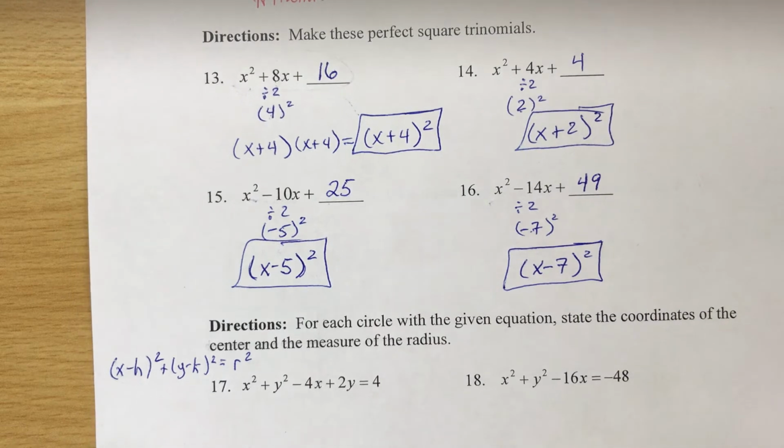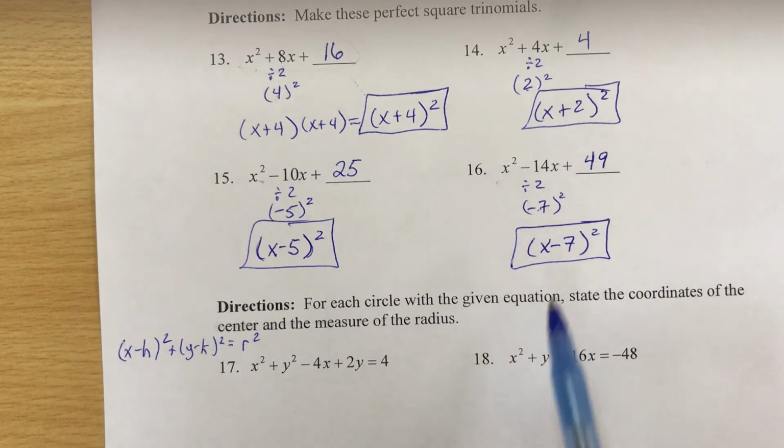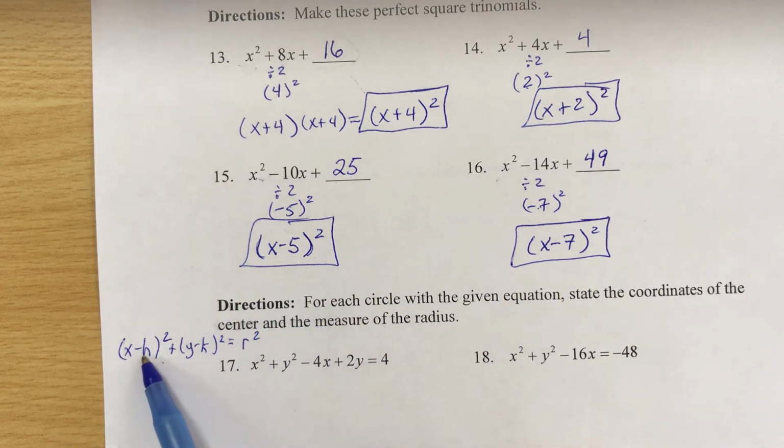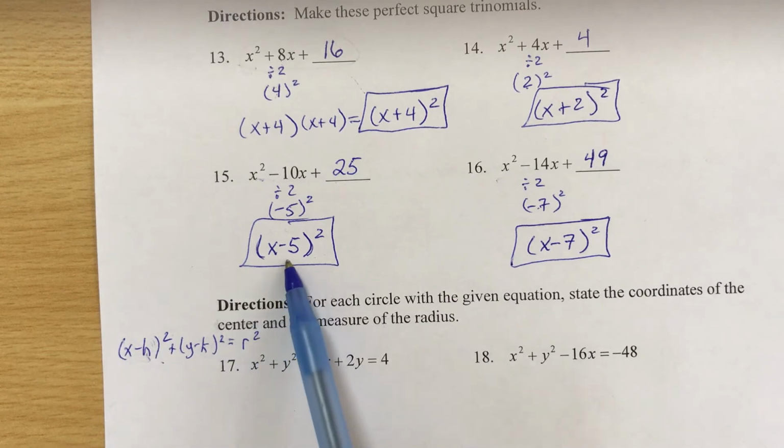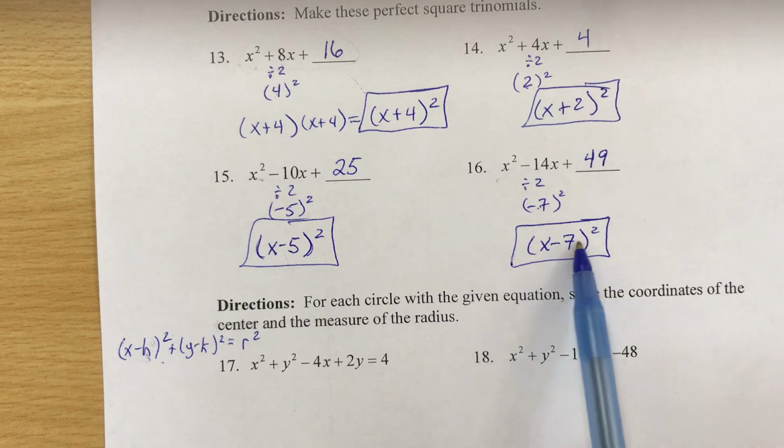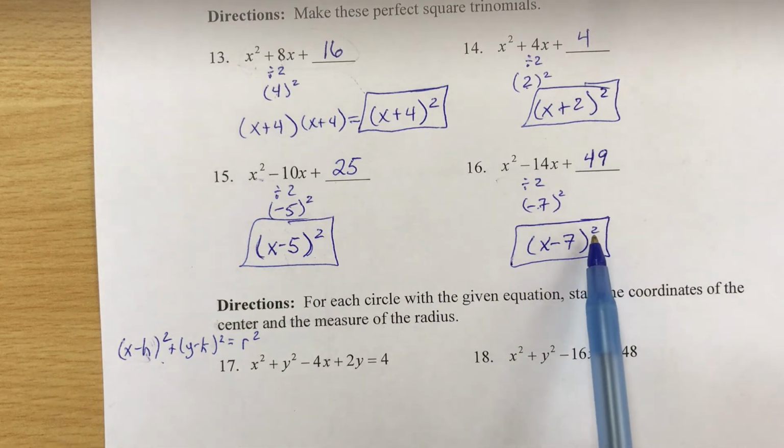So you may be asking, why are we doing this? Well, in the equation of a circle, I need binomials squared. So if I can get binomials squared, I can say something about the center of the circle.